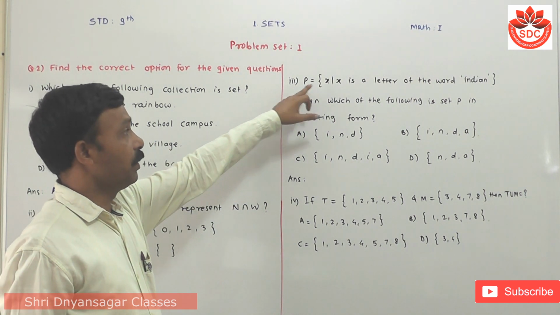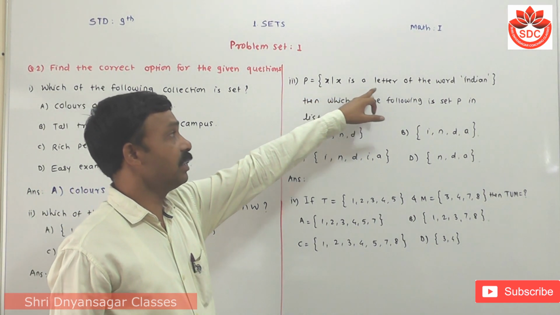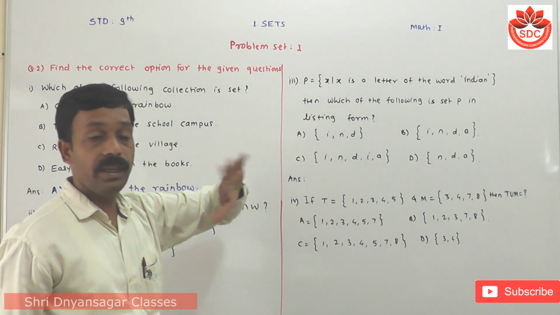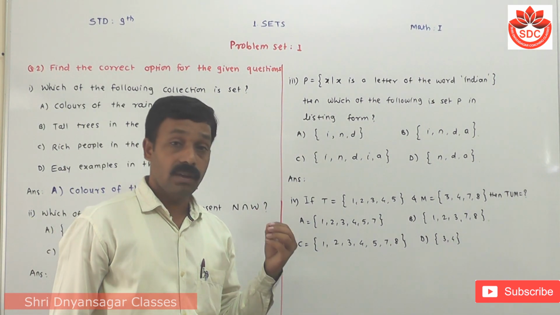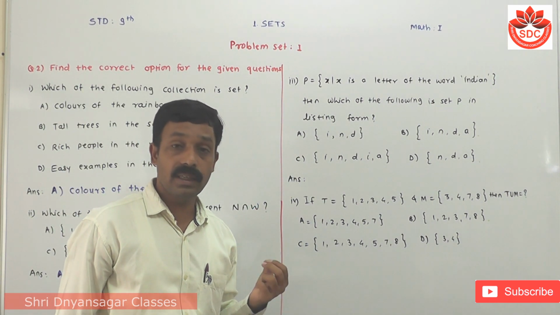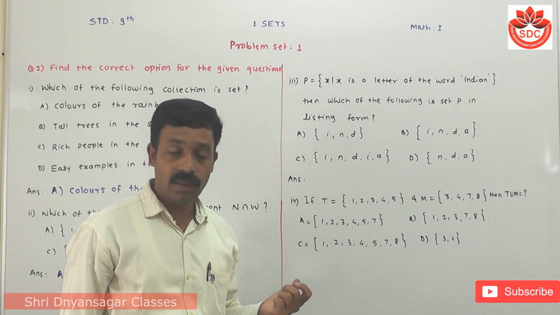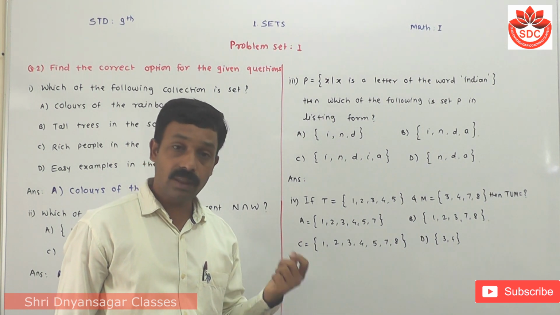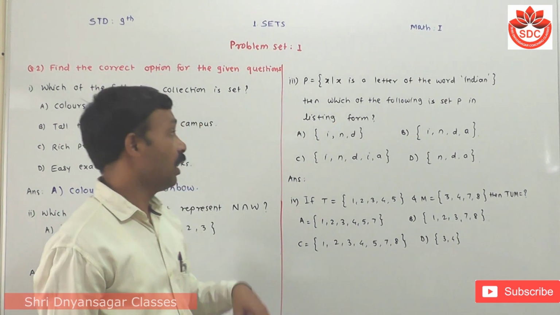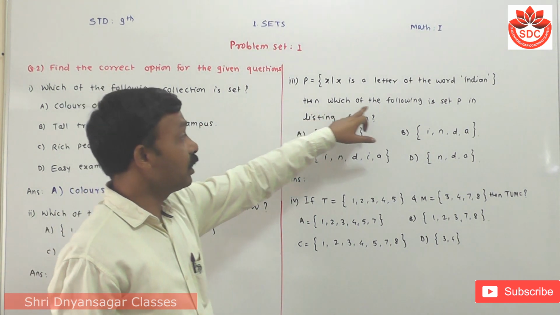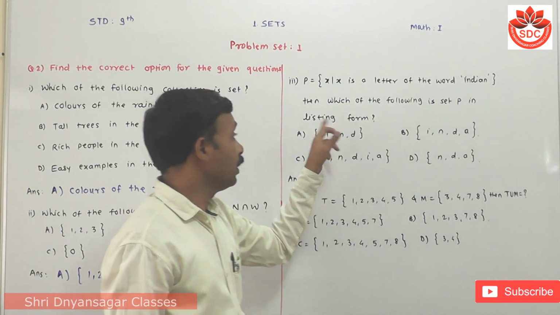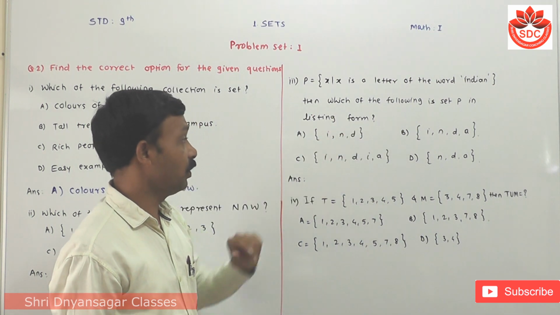Then the third one: P is the set of X, such that X is a letter of the word Indian. Indian, meaning we have to take only the letters. Now all of you know that when we write a set, you have to write each element only once, separate it by commas and write it in curly brackets. Now which of the following is set P in the listing form? Meaning, which of these will be the answer?